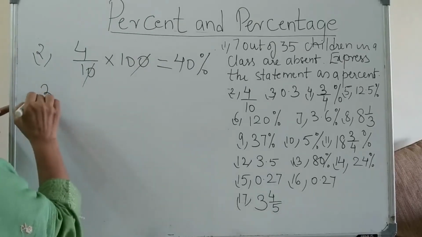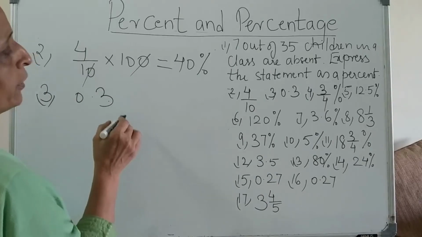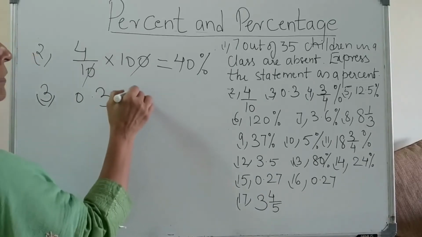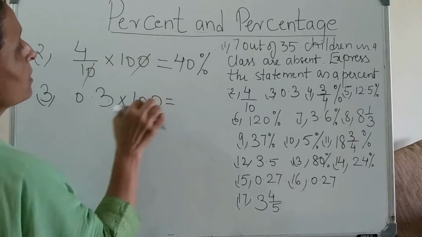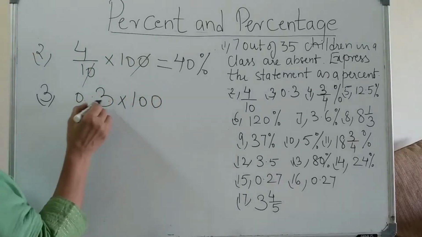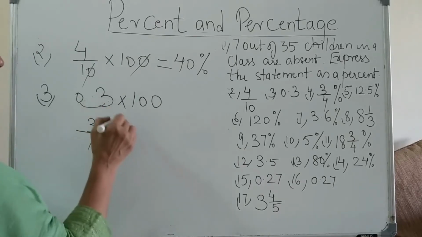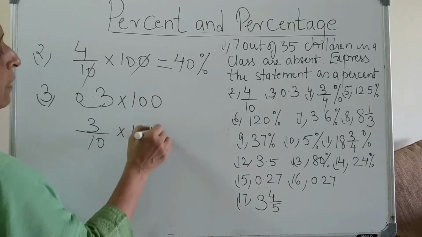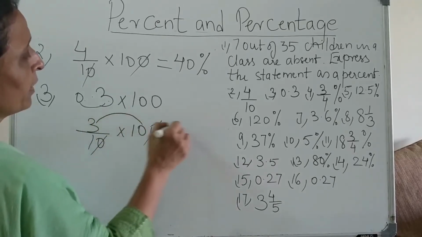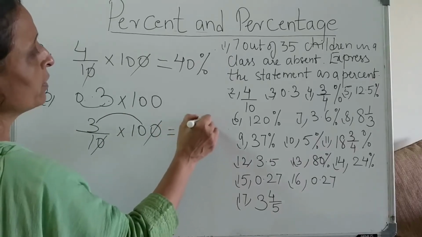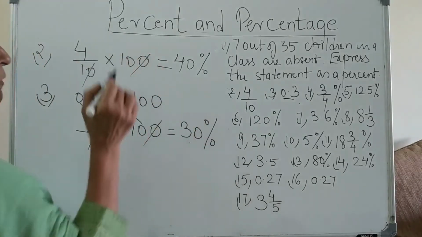Now the third sum. 0.3 has to be converted into percentage. So multiply by 100. Now how you go ahead is, first you write 0.3 as 3 by 10, and multiply by 100. Now the 10 gets cancelled and 3 into 10 is 30%. So this representation of 0.3 is 30%.